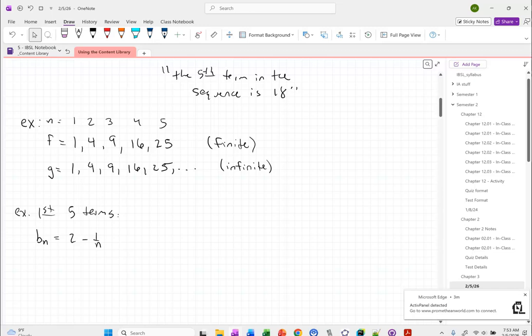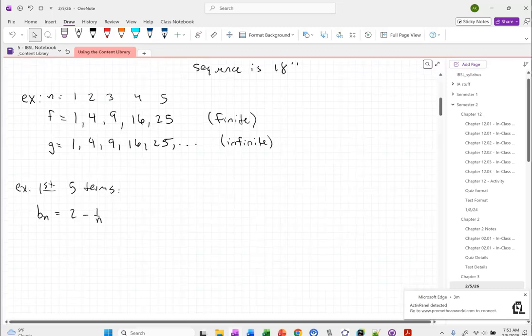If we want to talk about sequences, one way we can classify a sequence is by how many terms it has. So for example, the sequence F has the terms 1, 4, 9, 16, and 25. Notice that doesn't go on forever. We call that a finite sequence. As opposed to sequence G that contains the terms 1, 4, 9, 16, 25, and so on. That ellipsis implies that this pattern continues forever. This would be an example of an infinite sequence. Does everybody feel good about the difference between finite and infinite?